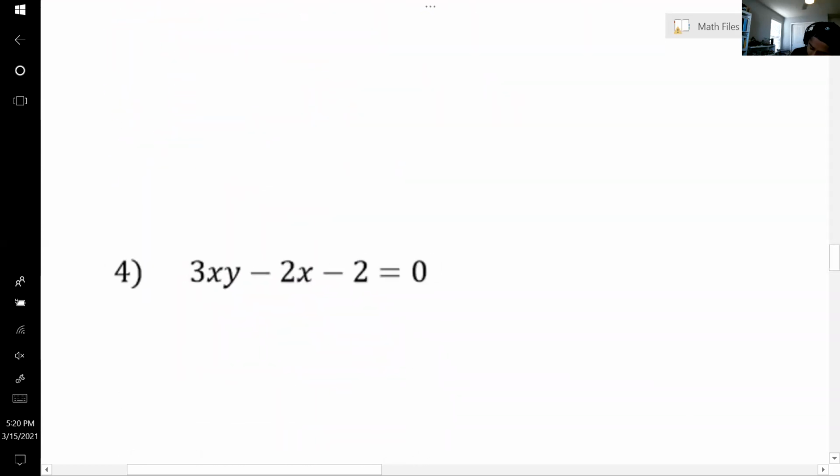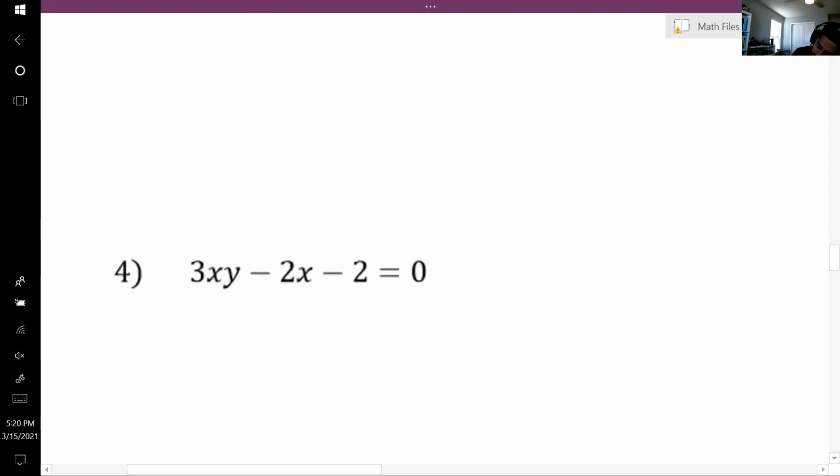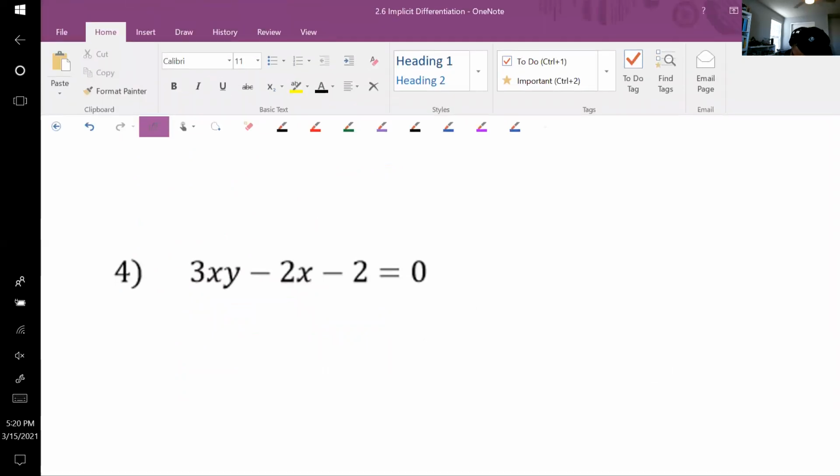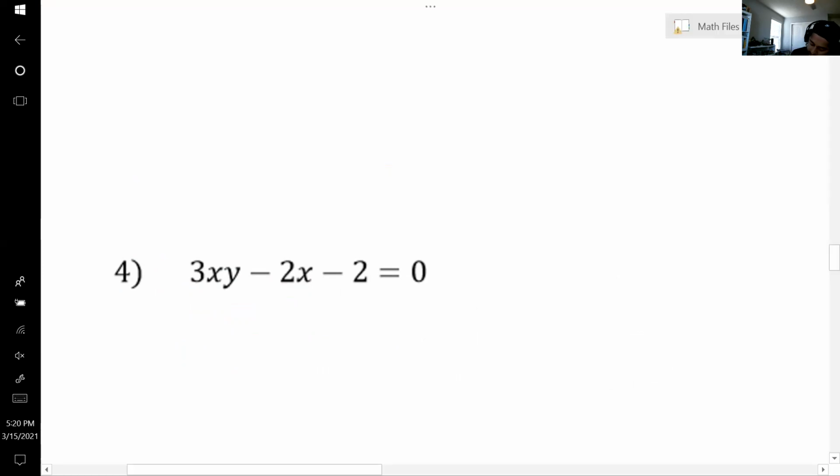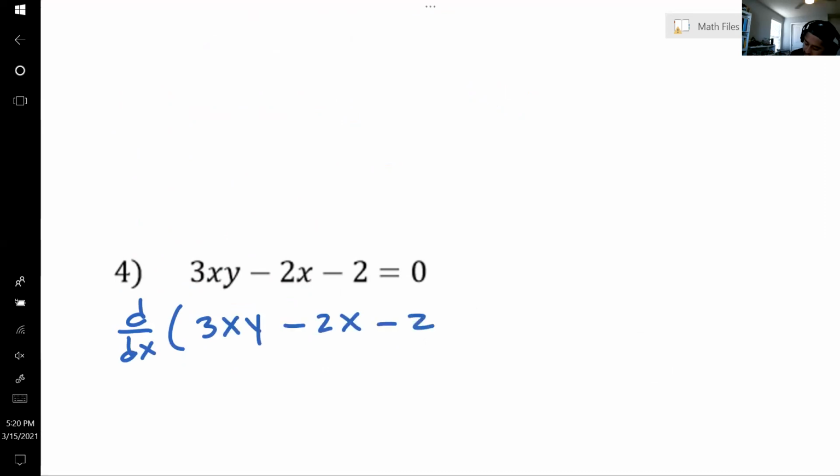Okay, 4. Same thing here. So same thing, we're going to say d over dx of 3xy minus 2x minus 2 equal to d over dx of 0.